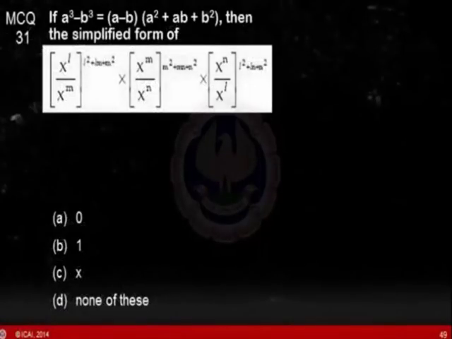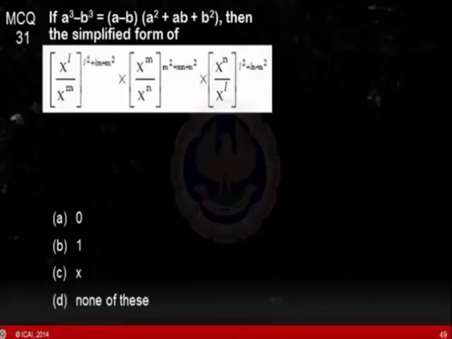Next question, MCQ 31. If A cube minus B cube is equal to A minus B into A square plus AB plus B square, then find out the simplified form of (x to the power L by x to the power M) whole to the power L square plus LM plus M square, into (x to the power M by x to the power N) whole to the power M square plus MN plus N square, into (x to the power N by x to the power L) whole to the power N square plus NL plus L square.